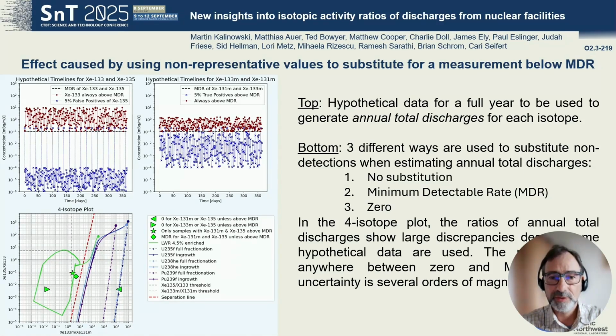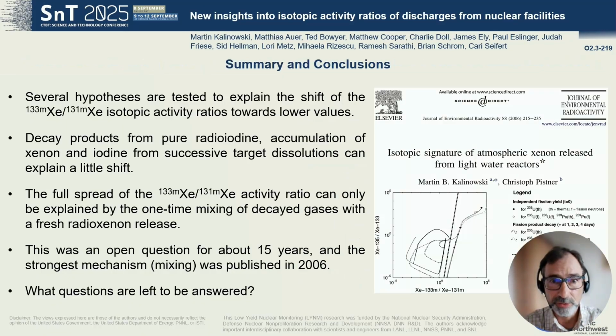So there is only one way of substituting the data that creates results very close to the real value, and this is replacing by the MDR. Everything else is causing big troubles, big differences, and you don't get the realistic data. So that is a problem that you may see with using annual total reports. I'm already coming to the summary and conclusion of this presentation.